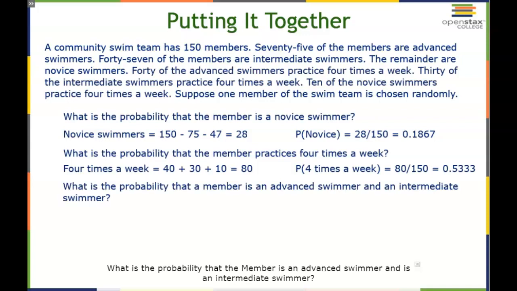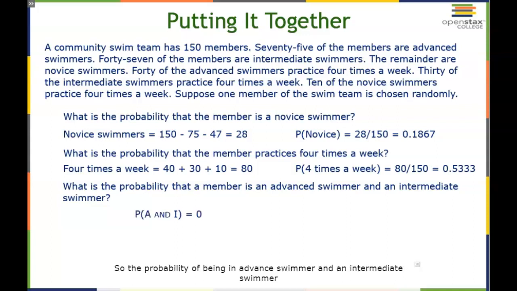What is the probability that the member is an advanced swimmer and is an intermediate swimmer? Now, for this question, you're really not going to get the answer from the question, except for what you know about putting a person in a specific placement of swimming. Can you be an advanced swimmer and an intermediate swimmer at the same time? No, you can't. You're only placed in one position. So either you're an advanced swimmer or you're not. You're an intermediate swimmer or you're not. You're a novice swimmer or you're not.